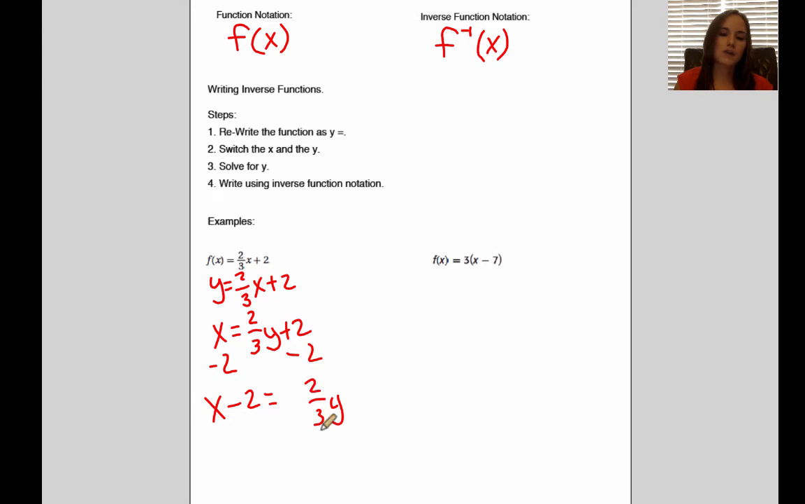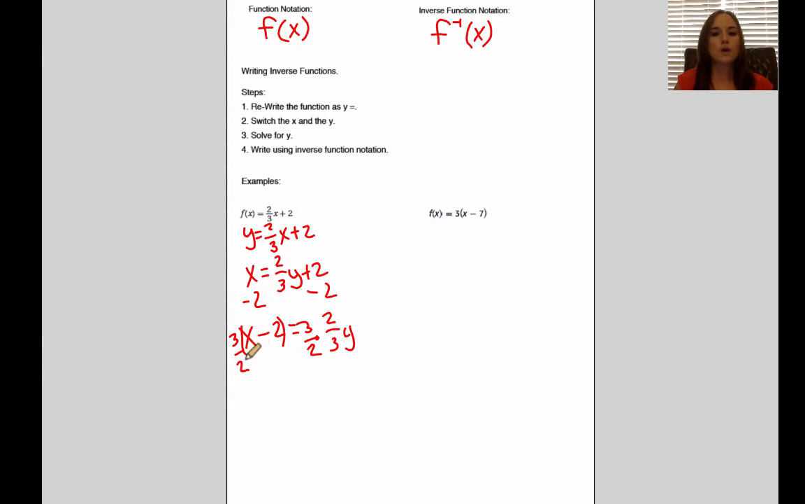And I need to get rid of this fraction. It's being multiplied by y. Remember, to get rid of it, you would divide by the fraction, but dividing by a fraction is multiplying by its reciprocal. So we're going to multiply by 3/2 on this side, and 3/2 on this side. Now notice I put parentheses around it because there was more than just x over here. There was an entire set of information, x minus 2, that needed to be multiplied by this 3/2. Okay, so these would cancel out because it would be 6/6, which is just 1, and 1y is just y.